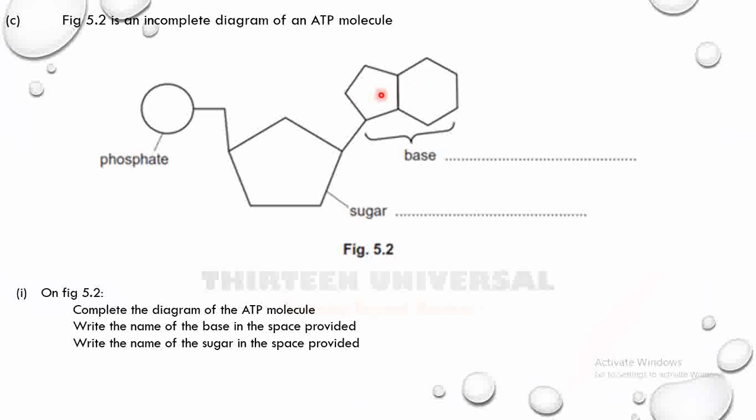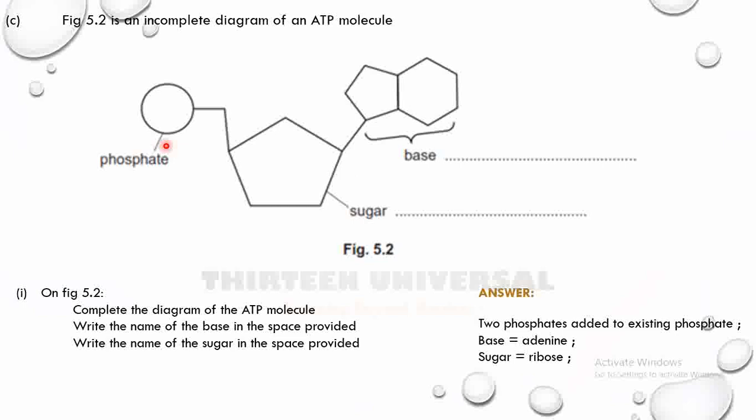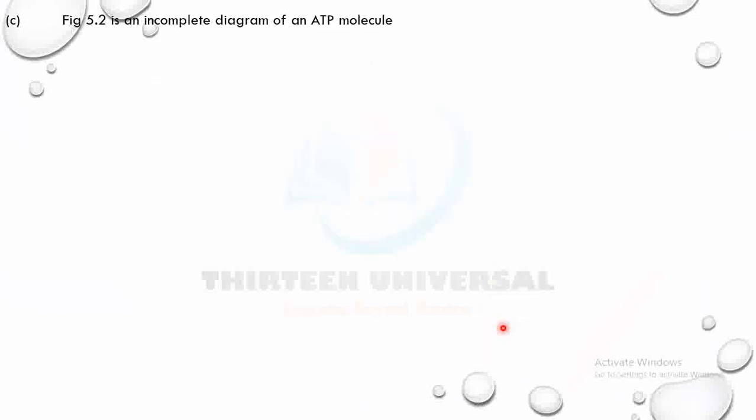This is a purine. That's adenine. It is a purine, so it has a double ring structure. This is pentose sugar, but it's called ribose. That's phosphate. So you can see 2 phosphates, of course, added to existing phosphates. Once you add it here, it completes it. But this is base adenine. Sugar is ribose sugar. 3 marks.